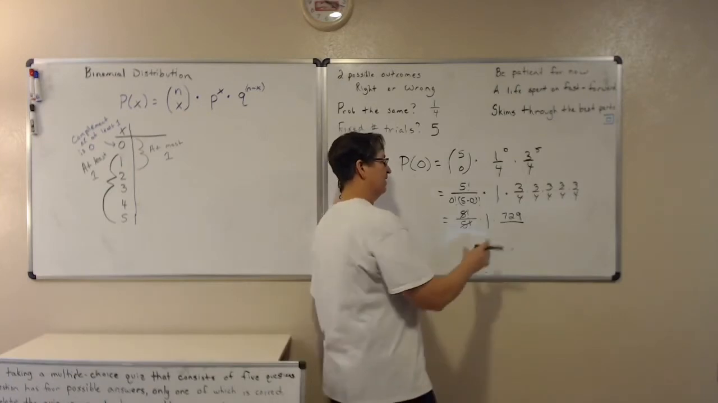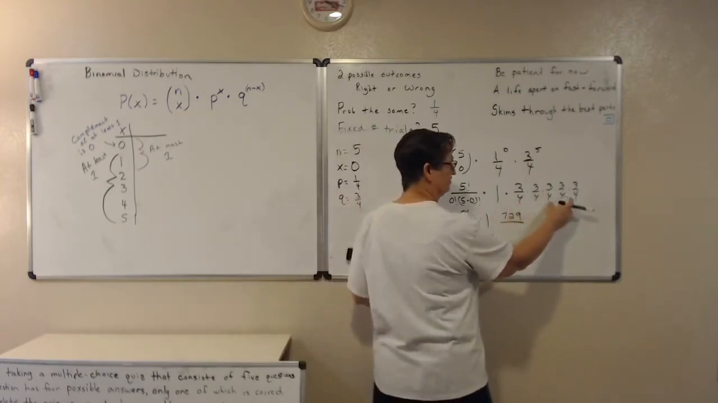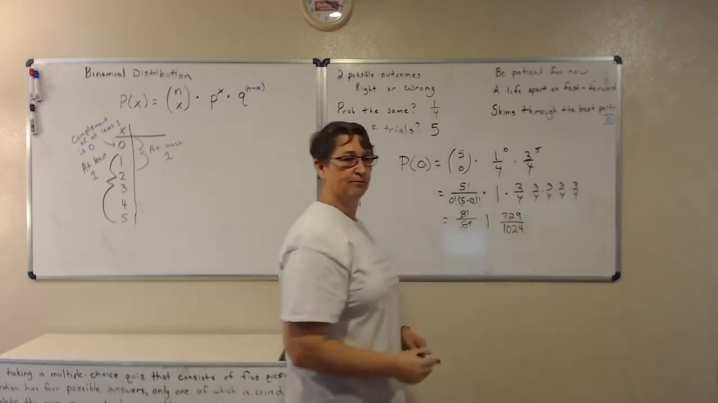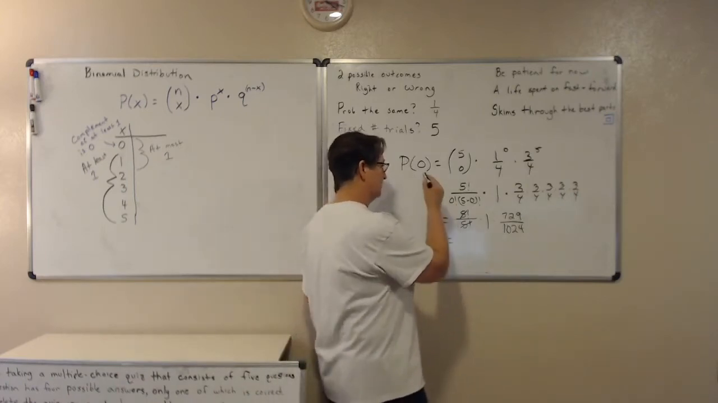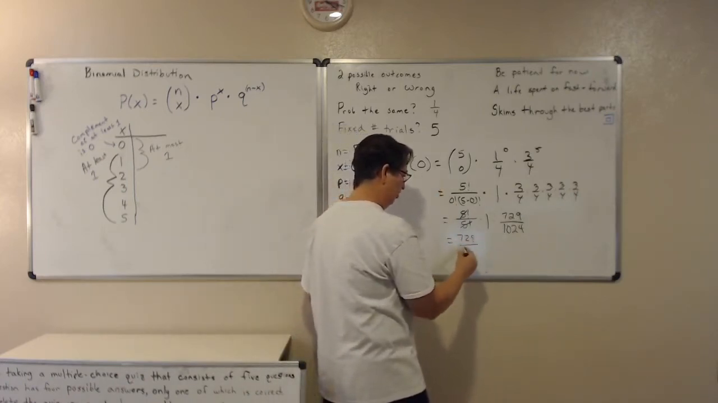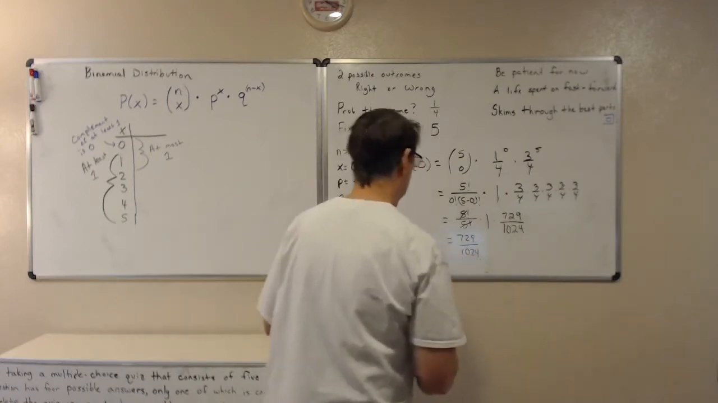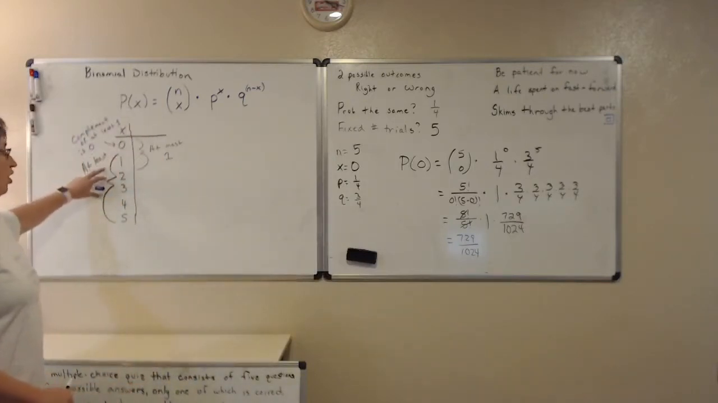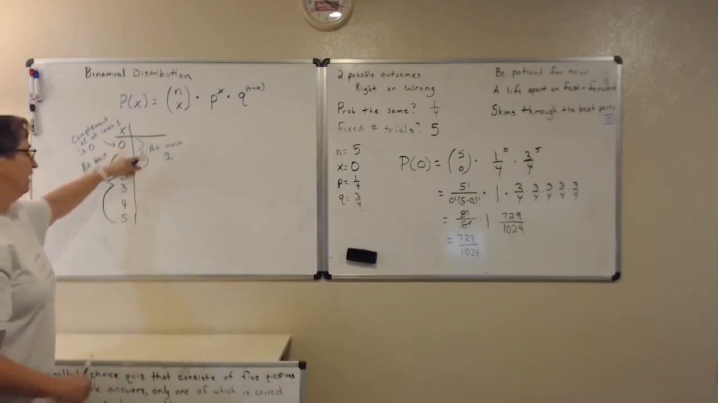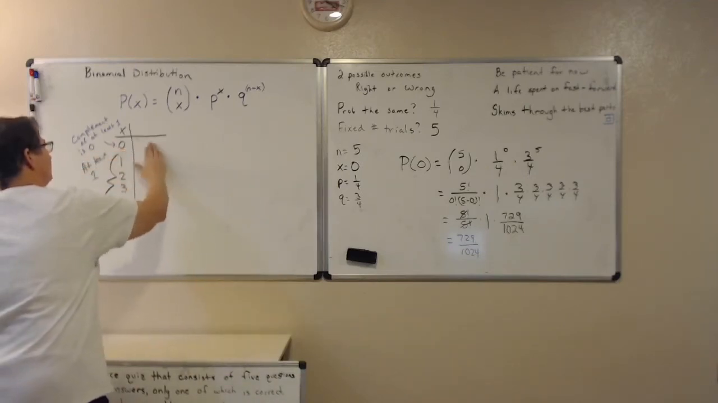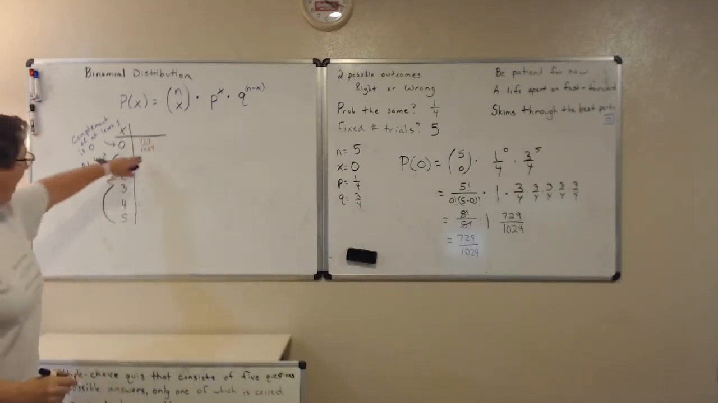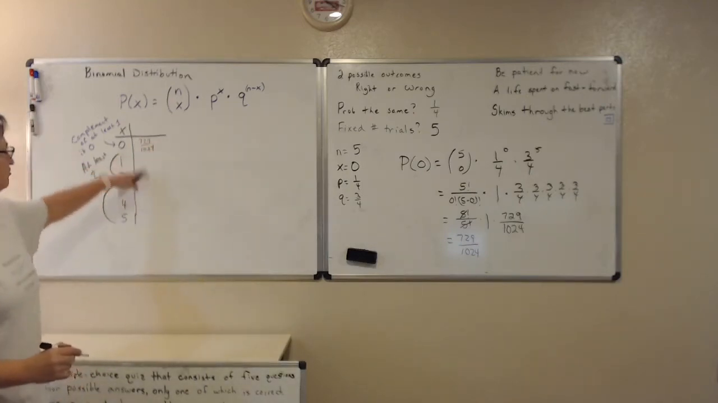Somebody can check my math there. Here I've got 16 times 16 is 256, times another 4, I think, is 1024. So the probability that I get 0 right is 729 over 1024. But I wanted to know the probability that I got at least 1. So that's this probability of 729 over 1024. But now I wanted to know this probability, that I get at least 1 right.